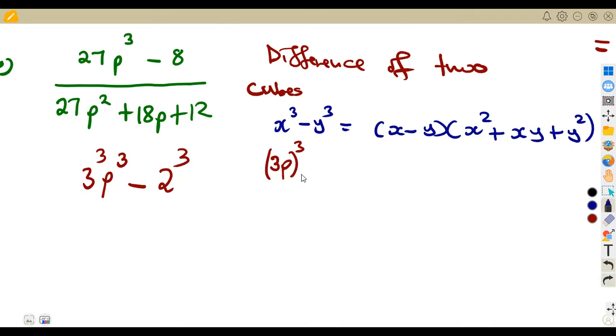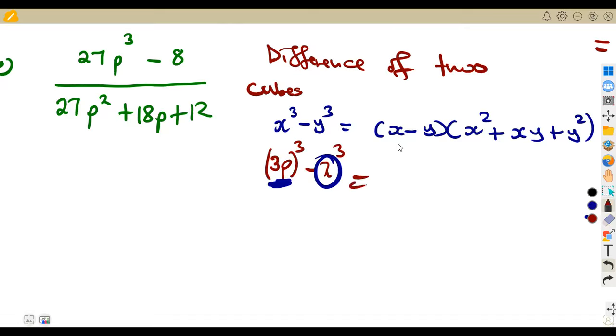So what it means is that we've got 3p to the exponent of 3 minus 2 to the exponent of 3. Why am I writing it this way? I just want us to see properly our first term and our last term, which is 2. So this is our first term, this is our last term. So we are supposed to have the first term minus the last. First minus last. The first term is 3p minus the last, which is 2. So that's 3p minus 2 into the first squared.